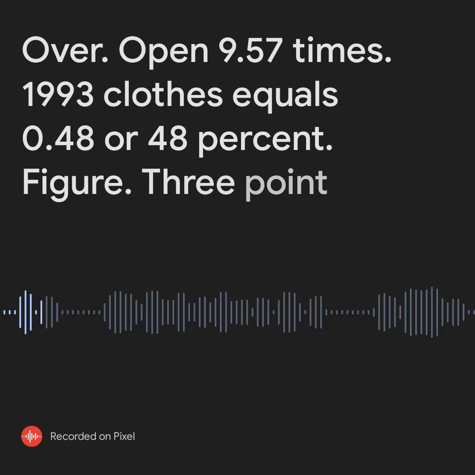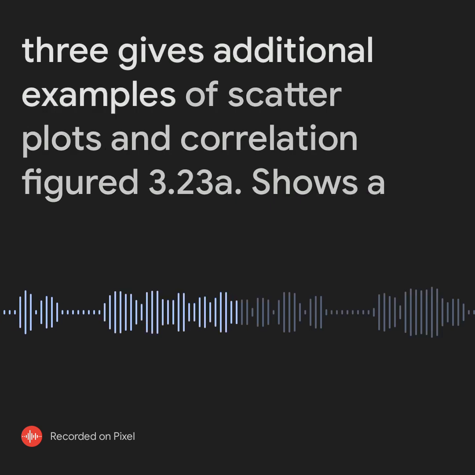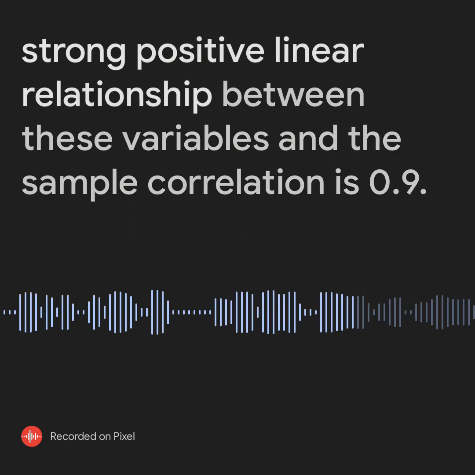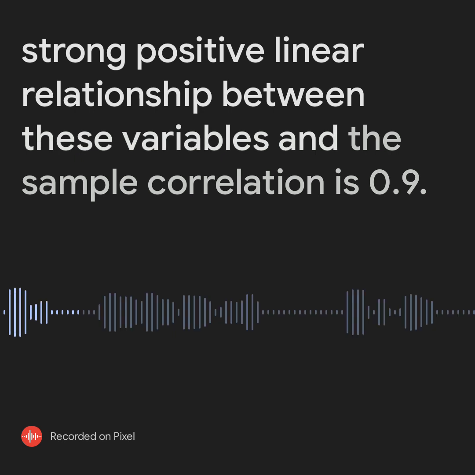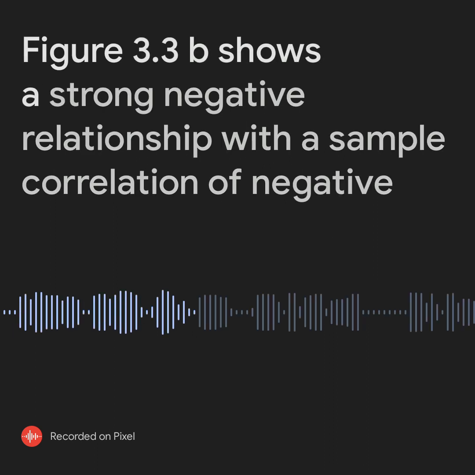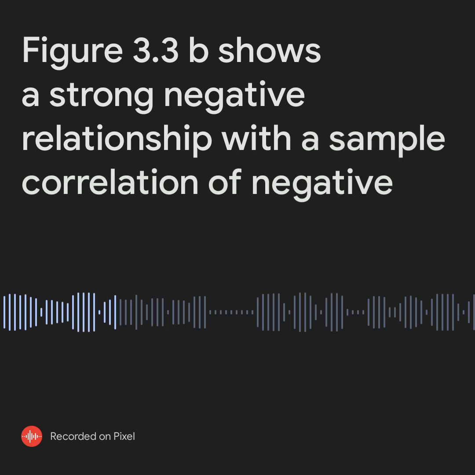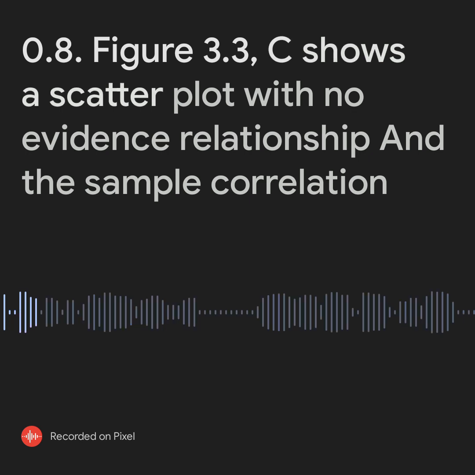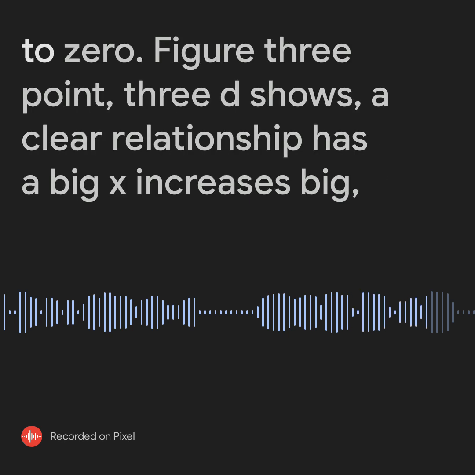Figure 3.3 gives additional examples of scatter plots and correlation. Figure 3.3a shows a strong positive linear relationship between these variables, and the sample correlation is 0.9. Figure 3.3b shows a strong negative relationship with a sample correlation of negative 0.8. Figure 3.3c shows a scatter plot with no evident relationship, and the sample correlation is 0.